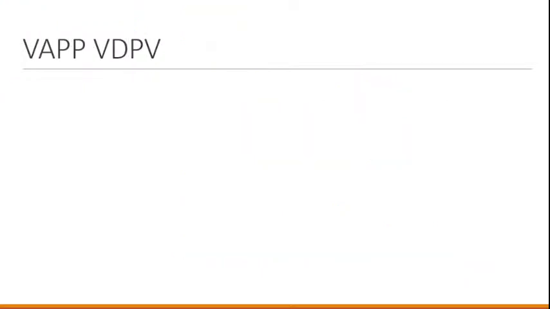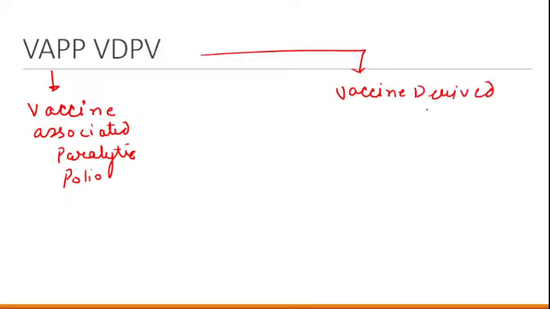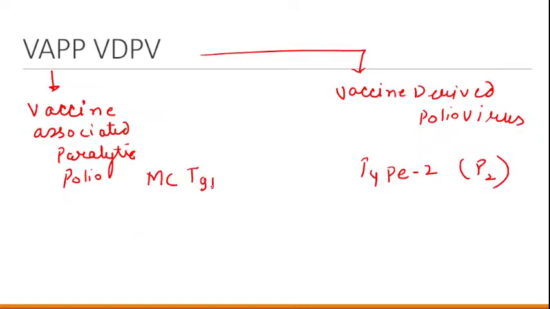Now, the difference between VAP and VDPV. What is VAP? VAP is vaccine associated paralytic polio, whereas VDPV is vaccine derived polio virus. VDPV is caused by type 2, or you can say P2, and VAP is most commonly caused by type 3, that is P3.